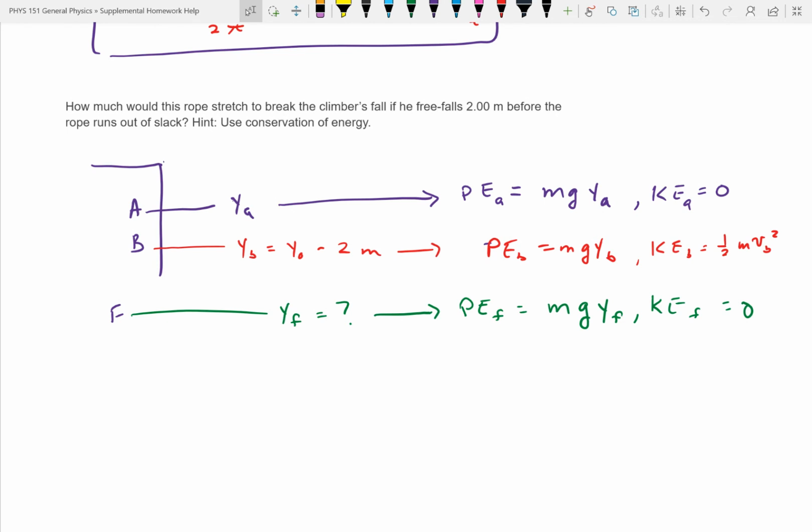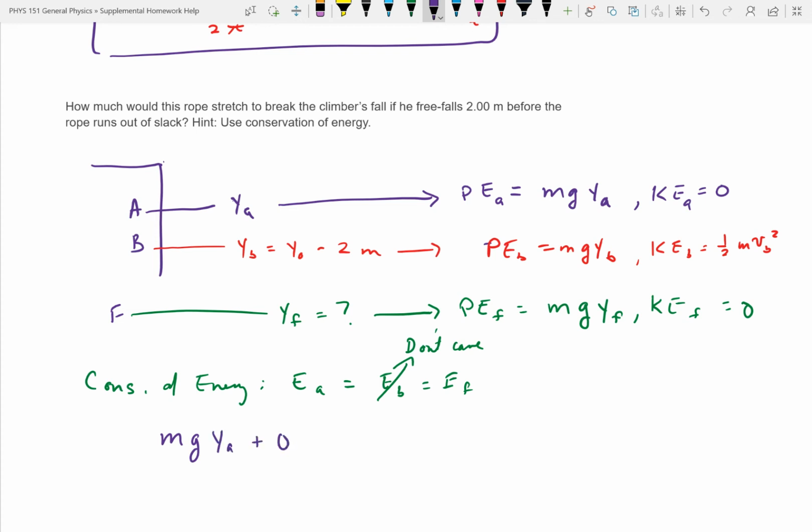So now with all of this, the conservation of energy method: energy at A has to be equal to energy at B, has to be equal to energy at final. I don't care about B, like I said, so I'm just going to say don't care. And so energy A, from what we have written down, is mg YA plus 0, is equal to the final mg y final plus 0.